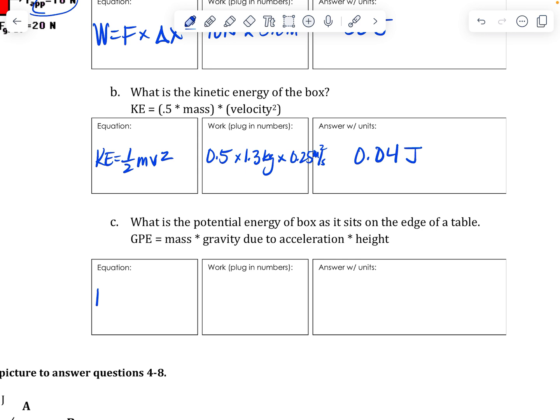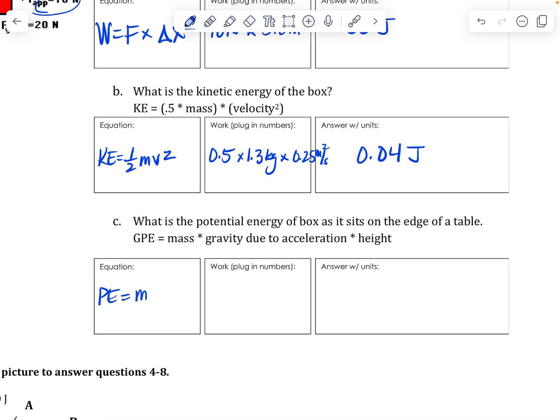Next one, potential energy of a box as it sits on the edge of the table. So mgh, we already know our mass is 1.3 kilograms. Gravity is always 9.8.